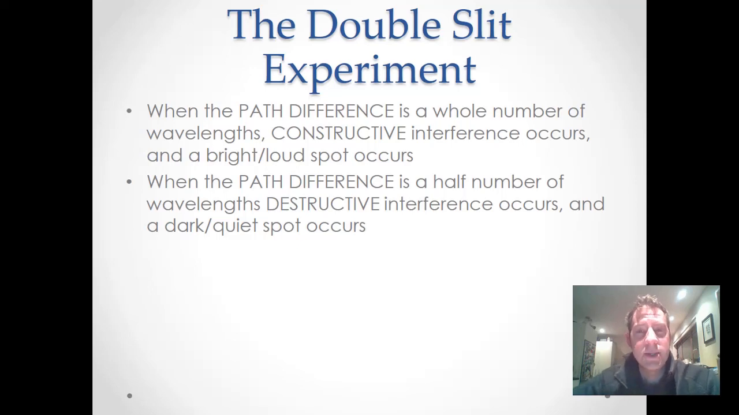So when the path difference is a whole number of wavelengths, constructive interference occurs. When the path difference is a half number of wavelengths, then we get destructive interference because they cancel out, and that's a dark spot. If it was sound, it's a quiet spot.